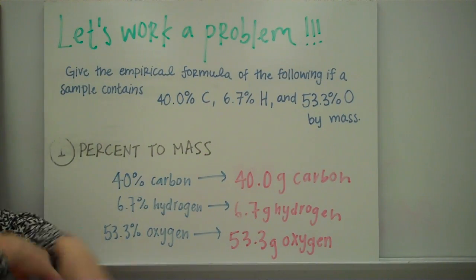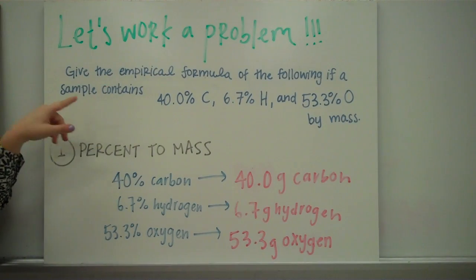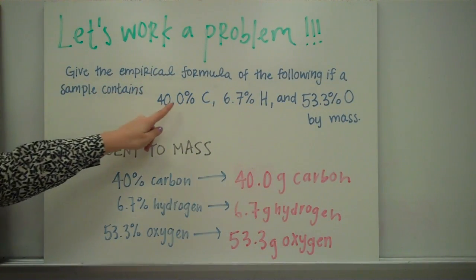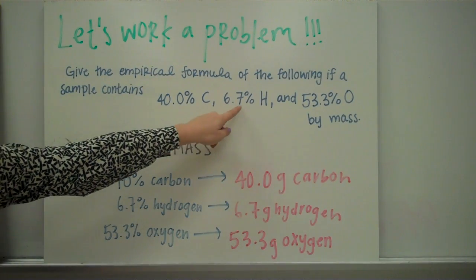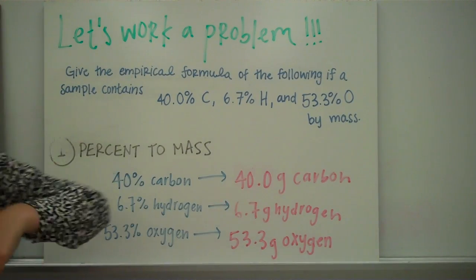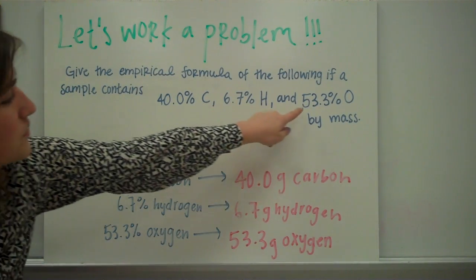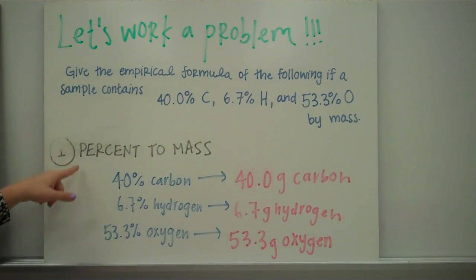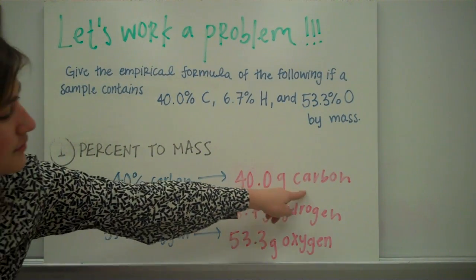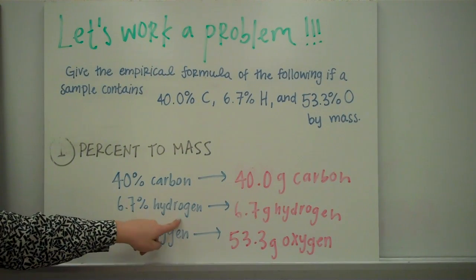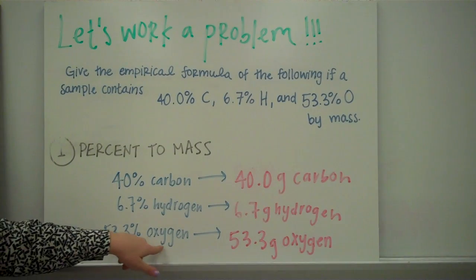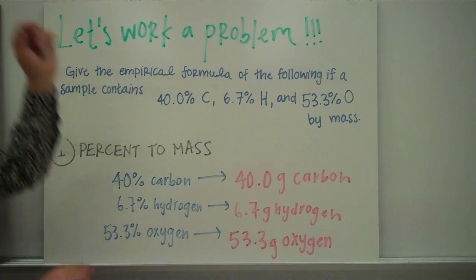Okay, so that said, let's work a problem. Give the empirical formula of the following if a sample contains 40% carbon, 6.7% hydrogen, and 53.3% oxygen by mass. You can see right off the bat that these percentages will add up to 100. So you can easily go from percent to mass. 40% carbon, 40 grams of carbon. 6.7% hydrogen, 6.7 grams of hydrogen. 53.3% oxygen, 53.3 grams of oxygen.